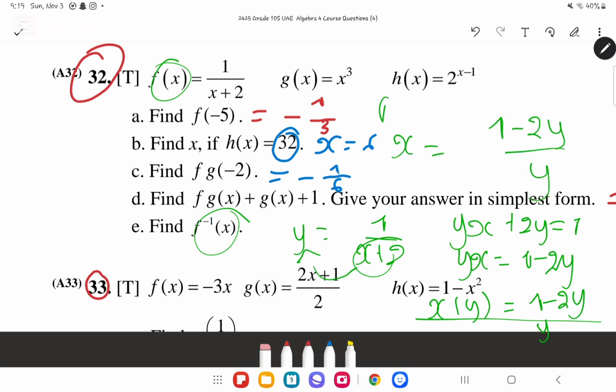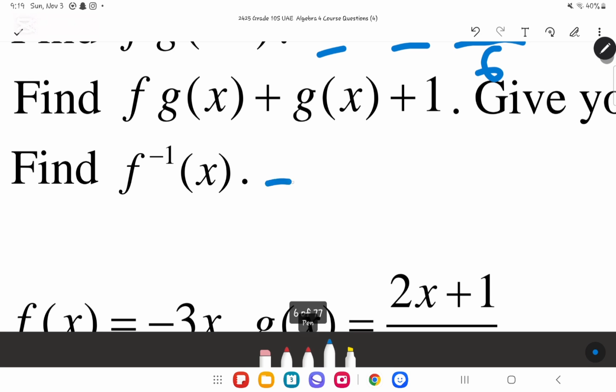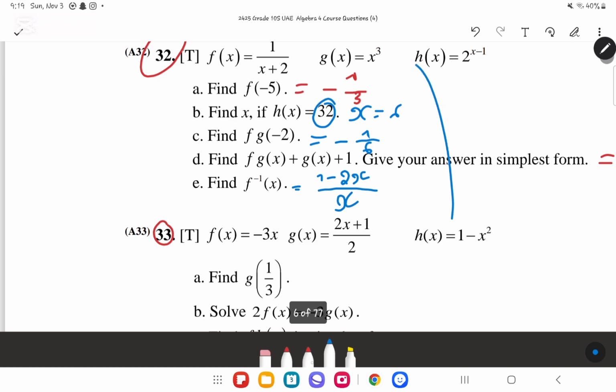Switch x into f inverse of x, and switch the y's into x. So it becomes f inverse of x is 1 minus 2x over x. So our answer over here is very simply 1 minus 2x over x. Now we can move on to top question number 33.